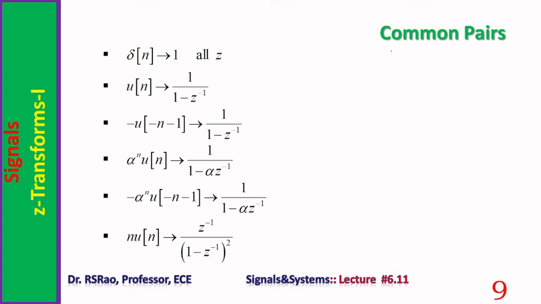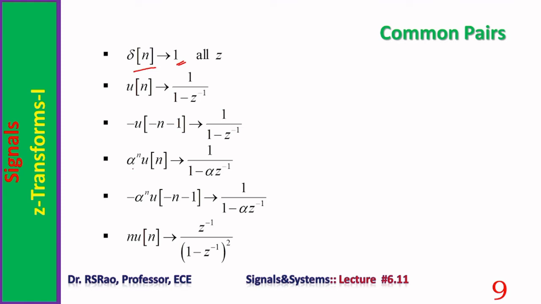Now we consider certain signals and their transforms. The delta function, Kronecker delta of n. For this, the z transform is 1. For u of n, the step sequence, the z transform is 1 by 1 minus z power minus 1. Another step function, minus u of minus n minus 1. For this, the z transform is 1 by 1 minus z power minus 1.